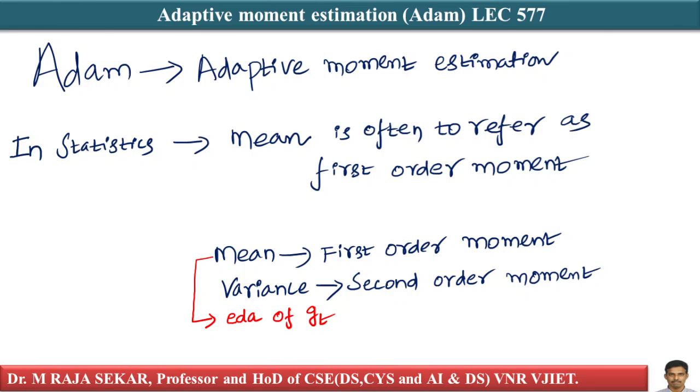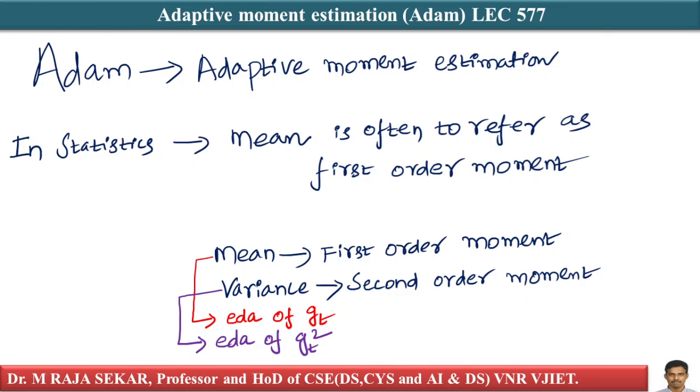You are taking both the first order moment and the second order moment. EDA of GT is a sort of mean, isn't it? EDA of GT square is like variance, isn't it? What is EDA of GT squares? It is like the variance of gradients, which is the second order moment. Let me write down the equations. First order moment is mean, second order moment is variance.